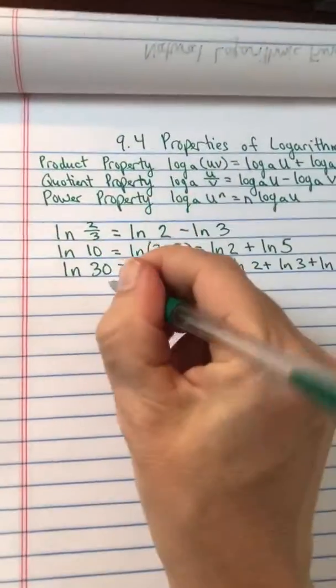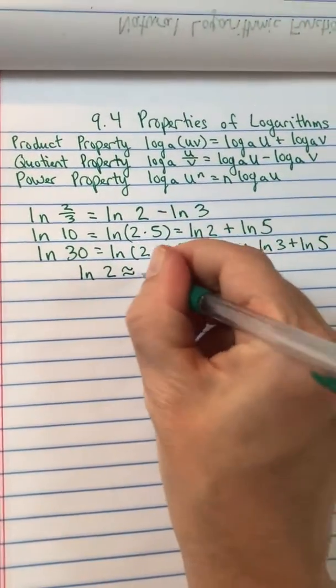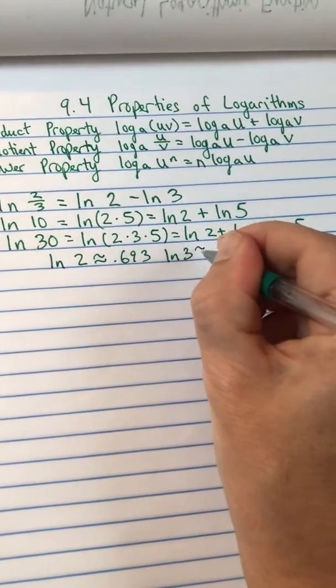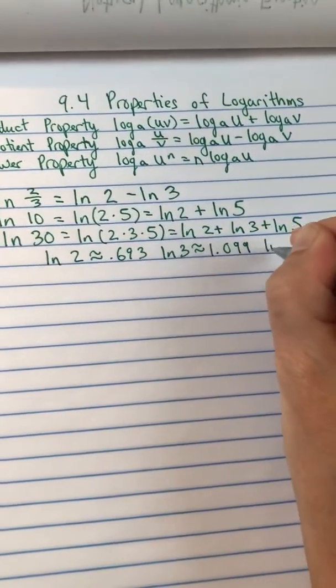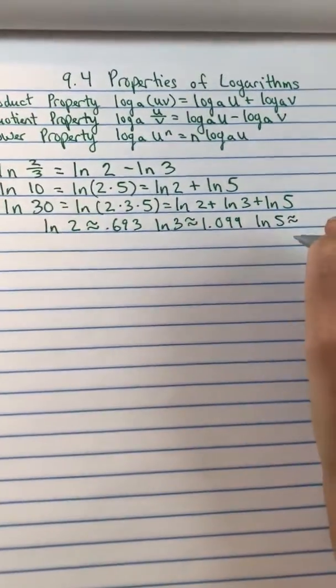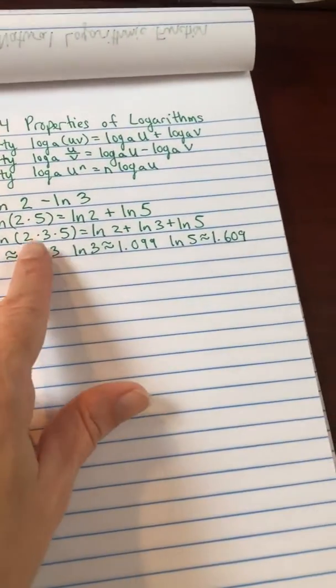Like I said, in the book, they gave you that the natural log of 2 is approximately 0.693. The natural log of 3 is approximately 1.099. And the natural log of 5 is approximately 1.609. Okay, and then you could plug in. So that's what gave you a clue about 10 was 2 times 5, because that's what you had. And 30 was 2 times 3 times 5, because that's what you had. All right? Okay, what else?